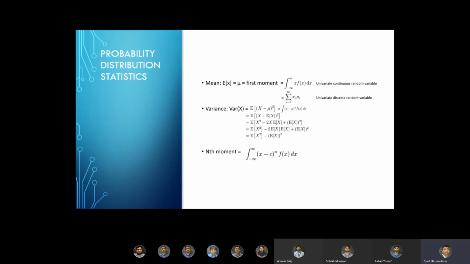We can calculate variance, which is another important statistic. It gives us the spread of values. For any random variable x, its variance is equal to E of x minus mu whole square, and then you can expand it. Then you can calculate the nth moment as the integral from minus infinity to infinity of x minus c raised to the power n times f of x dx. Variance is basically raised to the power 2, and the nth moment is raised to the power n.